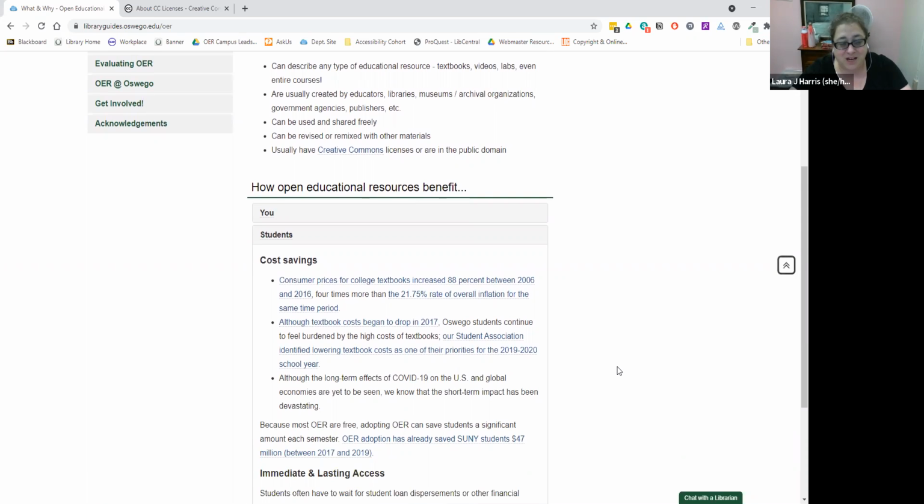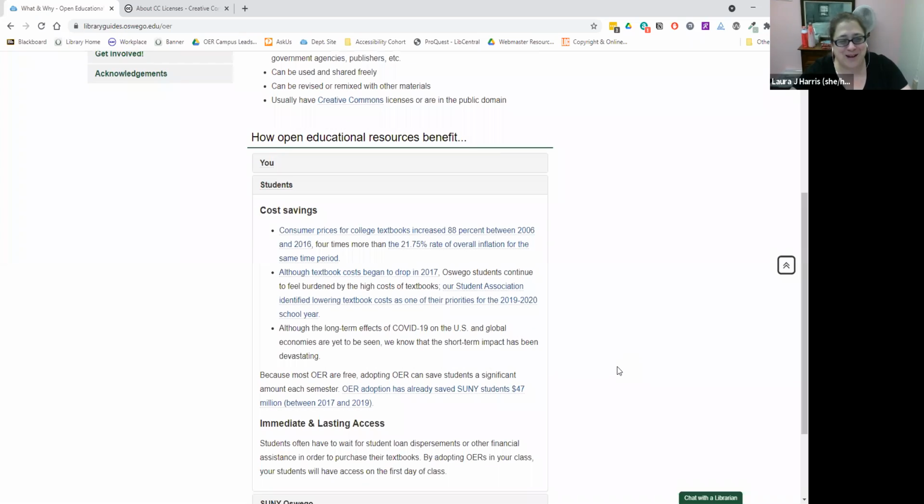Luckily, textbook costs have begun to drop a little bit as of a few years ago, but they are still outrageously expensive. And over the period between 2006 and 2016, the cost of college textbooks rose far more steeply than the rest of the consumer price index over that same period of time. So even though it's started to taper off now, we still have that 10-year period to sort of make up for. And prior to the pandemic, our student association here at Oswego actually had said that lowering textbook costs was one of their priorities. So it is something that our students here are definitely feeling.